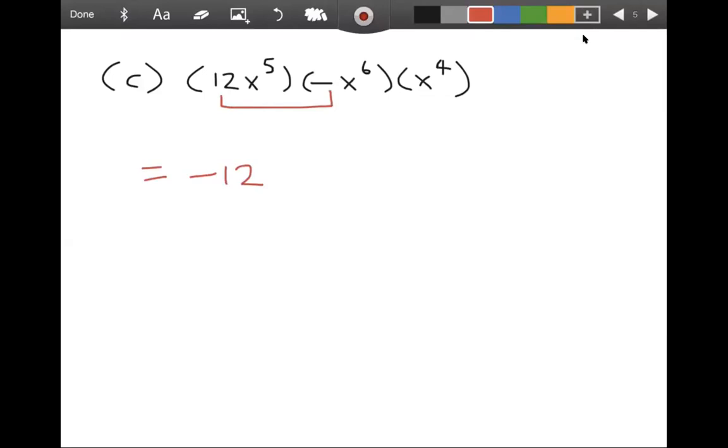And then the product rule does apply to more than 2 factors. So if you're multiplying x to the 5th times x to the 6th times x to the 4th, for example, you can say that that's x to the power 5 plus 6 plus 4, which gives us a final answer of -12x to the 15th.